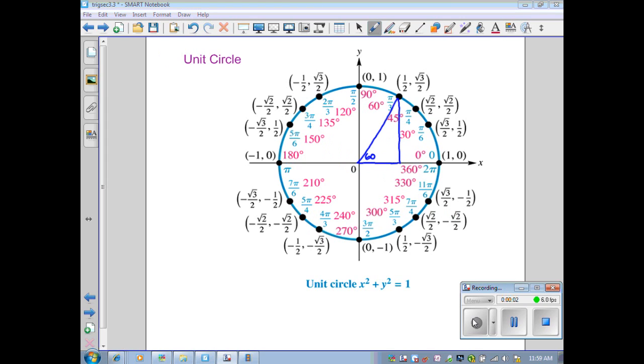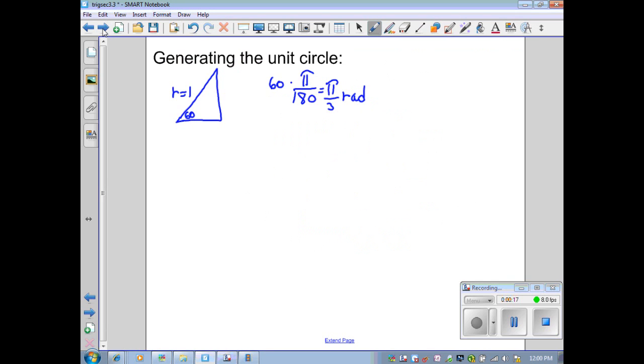Let's continue by taking a look at the next point on a unit circle. Here, I have an initial side of the angle, and I have a terminal side of my angle. This is at 60 degrees, or pi over 3. Notice that the terminal point is at 1/2, square root of 3 over 2. Let's see how this is generated.